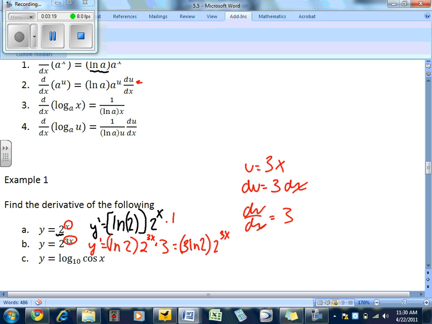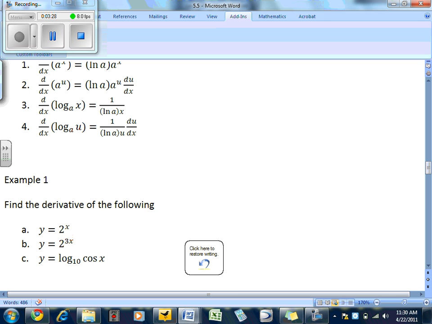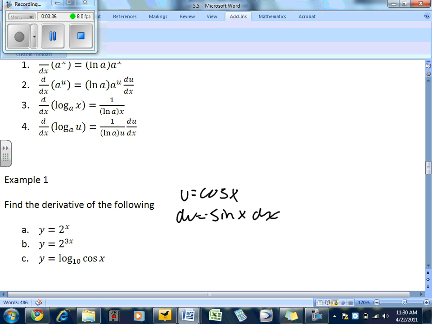All right, here's a logarithm one. Remember we said if we have something in the middle, or inside, we're going to let it equal u. So let cosine equal u. Let u equal cosine of x. So du equals negative sine x dx, so du dx equals negative sine x.